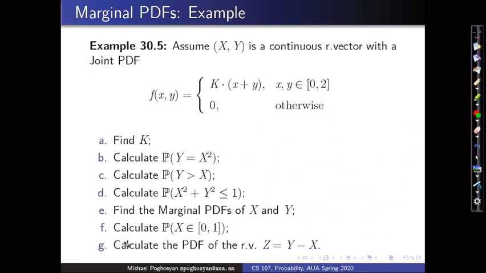Okay, now calculate the PDF of random variable z is equal to y minus x. So I will not solve until the end. I just want to give the idea of how to calculate that. Okay, z is equal to y minus x.